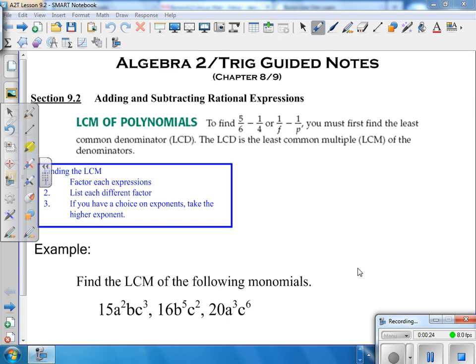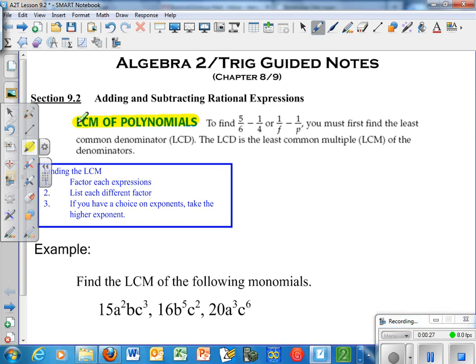The least common multiple of polynomials, you have to find the least common denominator. So the least common denominator is the least common multiple of the denominators. Some steps that we have in your notes for finding the LCM. Factor each expression. List the different factors. Now, sometimes you won't be able to factor if they're monomials, but if they're binomials or trinomials, you'll have to factor them. And if you have a choice on the exponents, you take the higher exponent or the biggest exponent.